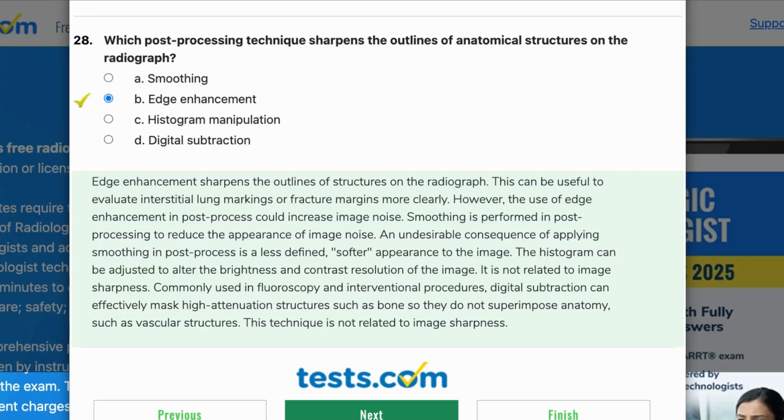Commonly used in fluoroscopy and interventional procedures, digital subtraction can effectively mask high attenuation structures such as bone so they do not superimpose anatomy, such as vascular structures. This technique is not related to image sharpness.